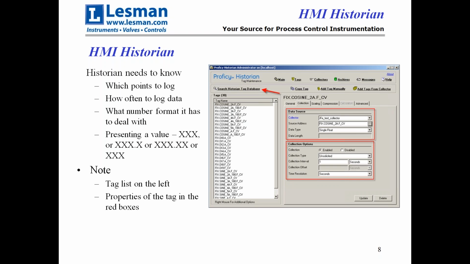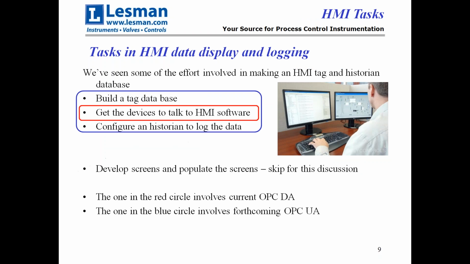So there's an internal task of populating this HMI historian database as well as the main database. So now we've got some idea of the tasks that have to be done, and the one circled here in red is what the current level of OPC does. It gets devices to talk to the HMI software. This new coming OPC UA is going to do these other three on there, and again we're going to skip the development and the population of screens because that's not involved here.